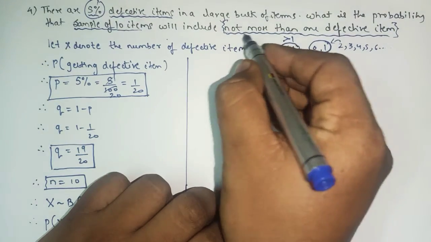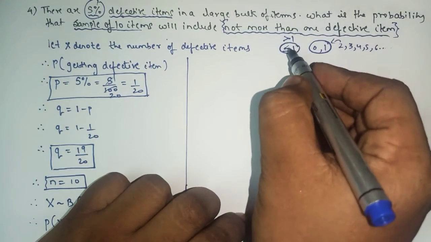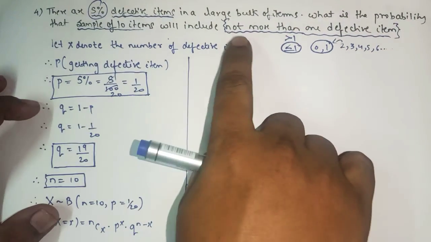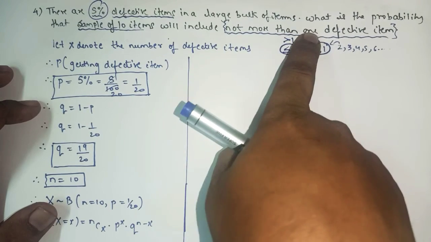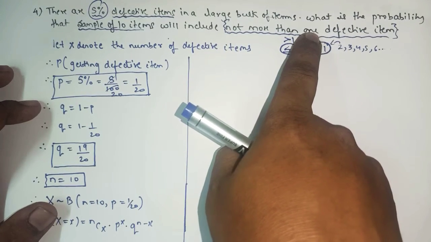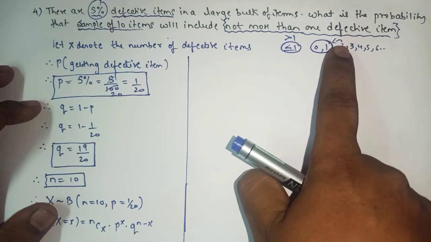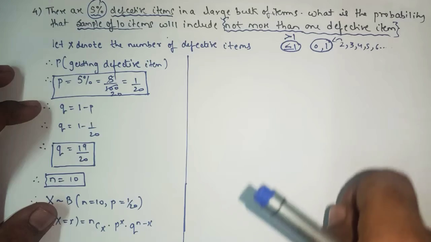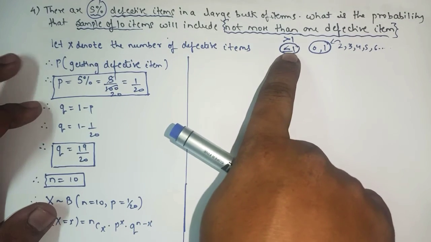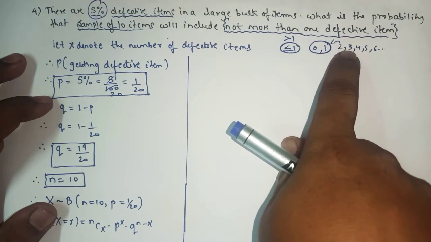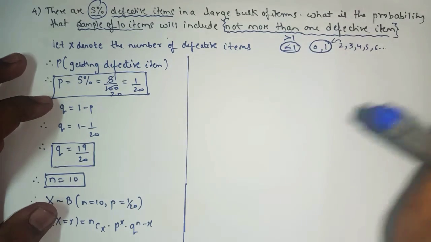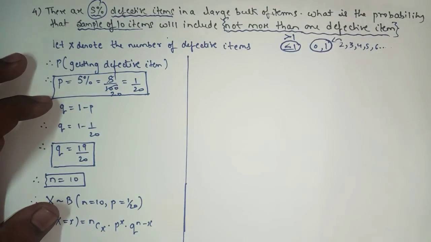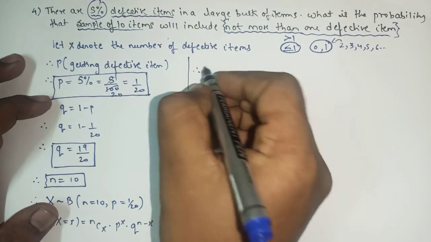So the meaning of this sentence in symbolic form is less than or equal to 1. Got the point? If it says not more than 1, it will not include more than 1, so that means it will not include 2, 3, 4, 5, 6. So what exactly will it include? It will include less than or equal to 1, that means less than 2, which will be 1 and 0. So remember, the meaning of the sentence is actually less than or equal to 1. So here actually we have to find what?